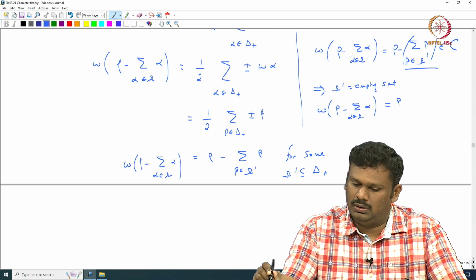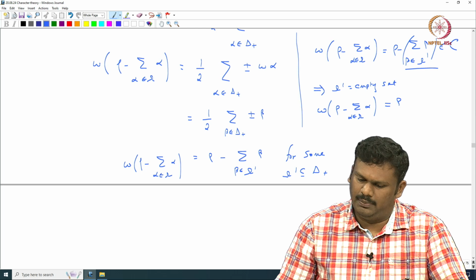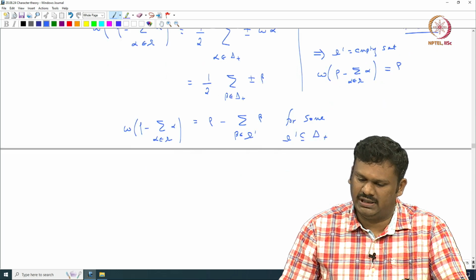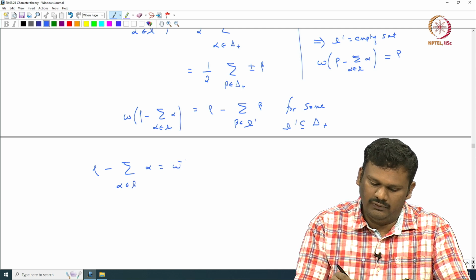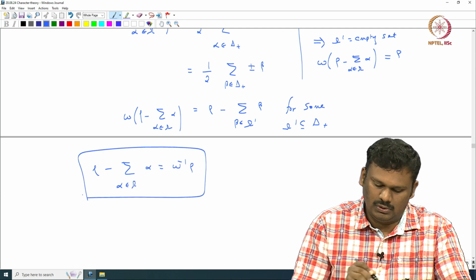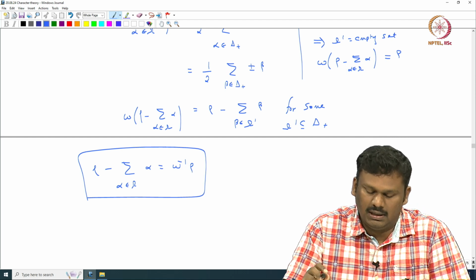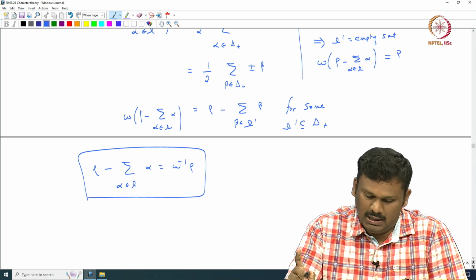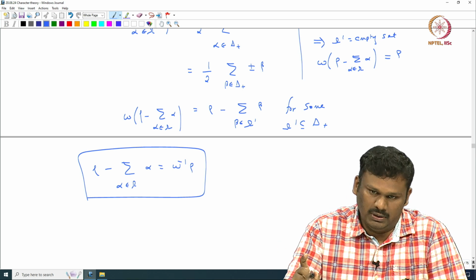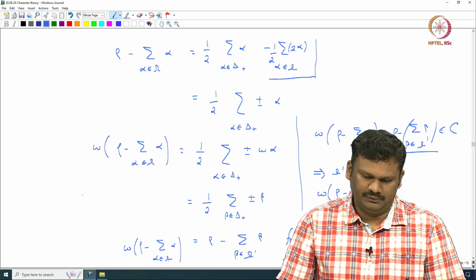Now you can easily see that by applying W inverse on both sides, rho minus the summation of alpha, alpha in omega is nothing but W inverse of rho. So this proves that if rho minus the summation of alpha, alpha in omega is not in any of the hyperplanes, then it must be of the form W inverse of rho for some W in the Weyl group. This actually completes the proof of the proposition that we wanted to prove.